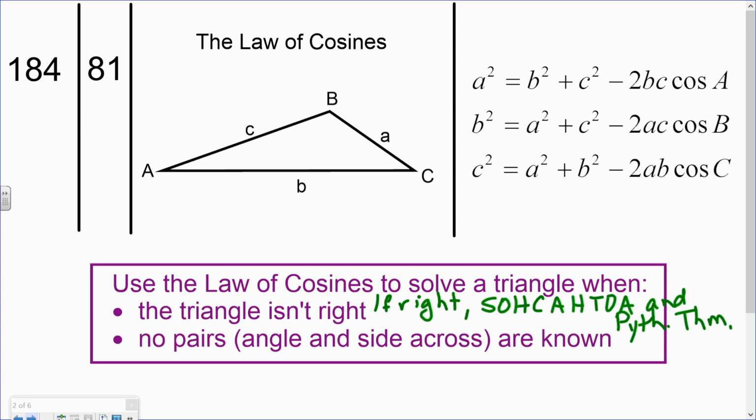If it's not a right triangle, we're going to first check, can we use law of sines? To use law of sines, we have to have one angle and the side opposite where we know the numbers for both of those. So if we do have a pair, then we will use law of sines because it's shorter and easier.